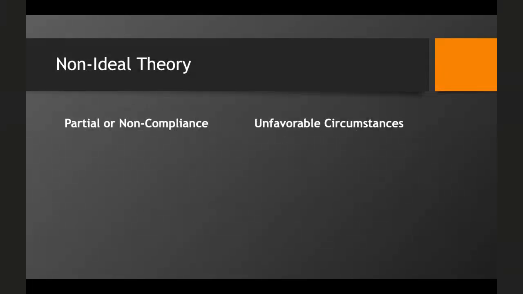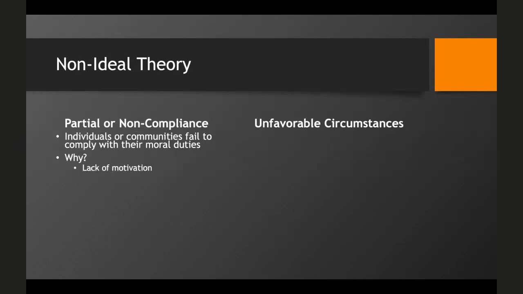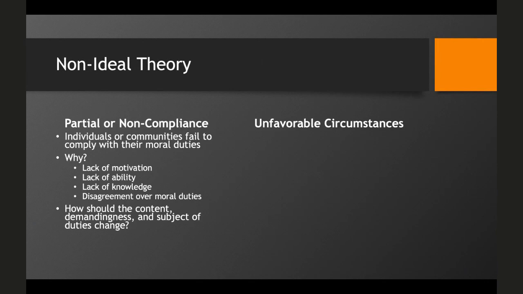So what do we mean by these? Partial or non-compliance is the fact that individuals or communities often fail to comply with their moral duties. I don't think I need to spend too much time explaining this, but people don't always act morally. This could be from a lack of motivation or ability, from a lack of knowledge, or more fundamentally, disagreement over what those moral duties entail. And so how should we change both the content and the demandingness of our moral duties in light of the fact that not everyone is going to act in accordance with these moral principles? So that's one problem of non-ideal theory.